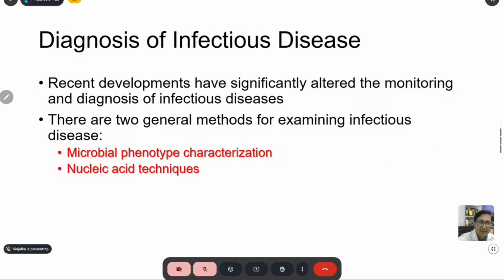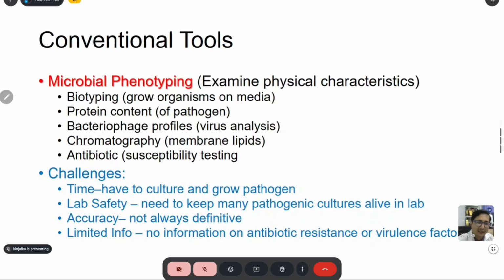So recent developments in molecular tests have significantly altered the way we look at disease, the way we diagnose them. Broadly, there are two general methods for examining the infectious ones. One is microbial phenotype characterization, where you're looking at various stains under the microscope, and you're doing culture. The second way is by nucleic acid techniques. So the conventional tools: examining physical characteristics, looking at protein markers, chromatography, antibiotic susceptibility testing, and so on.